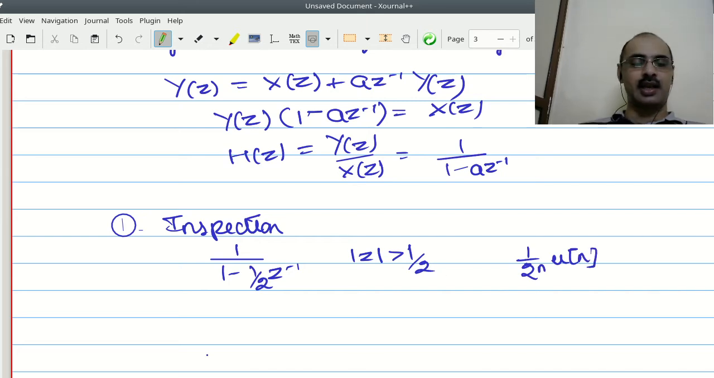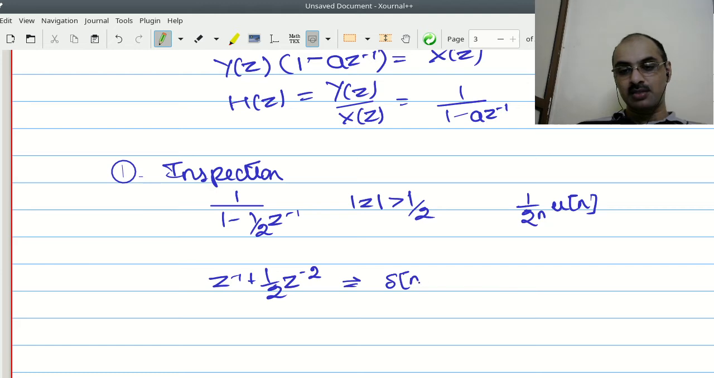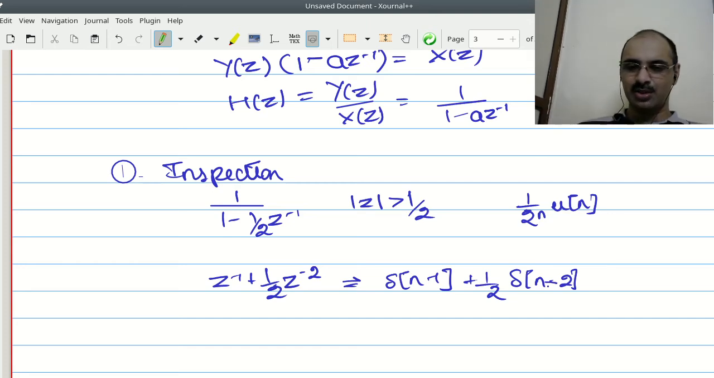Or if you have something like z inverse plus half z power minus 2, then automatically you know z inverse corresponds to delta[n minus 1], and z power minus 2 corresponds to delta[n minus 2]. So this is going to give me delta[n minus 1] plus half delta[n minus 2]. Now notice that I have been careless in not specifying the ROC, but for finite length sequences the ROC is always the whole z plane except possibly 0 or infinity, so I did not bother.